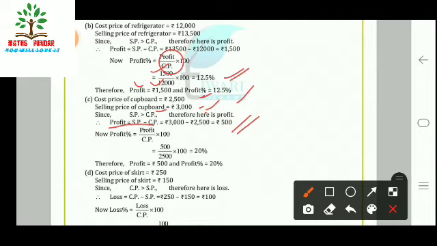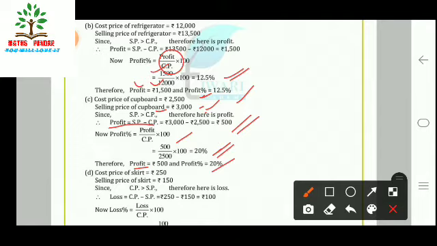So now we have profit percent is equal to profit upon CP into 100. This formula we know, we have already done. So this is 500 over 2,500 into 100, which is equal to 20%. So 20% is the answer. Now therefore we have a profit of rupees 500 and a profit percent of 20%.